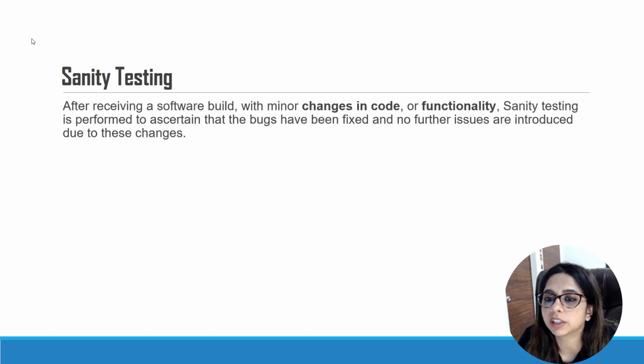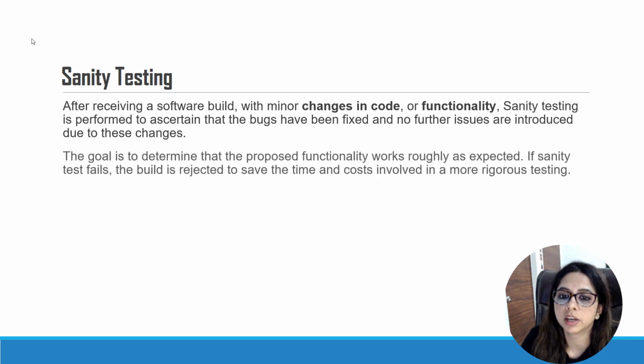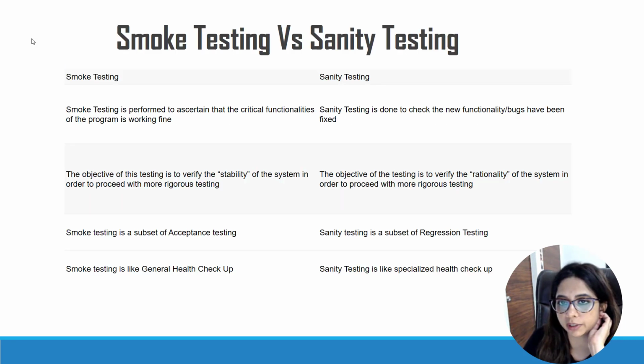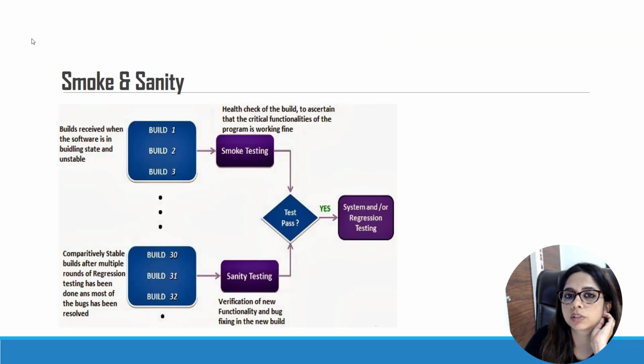After receiving a software build with minor changes in code or functionality, sanity testing is performed to ascertain that the bugs have been fixed and no further issues are introduced. The goal is to determine that howsoever we are testing, we try to break the system and it is not breaking. First let's go through this flowchart and understand, and then we'll see the tabular differences.